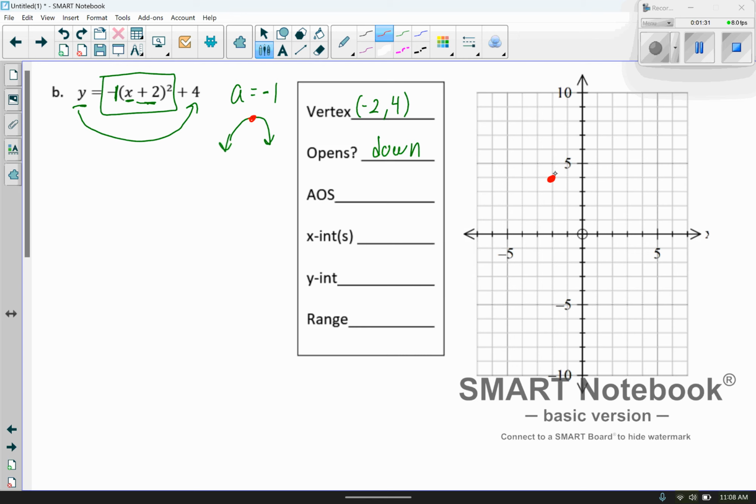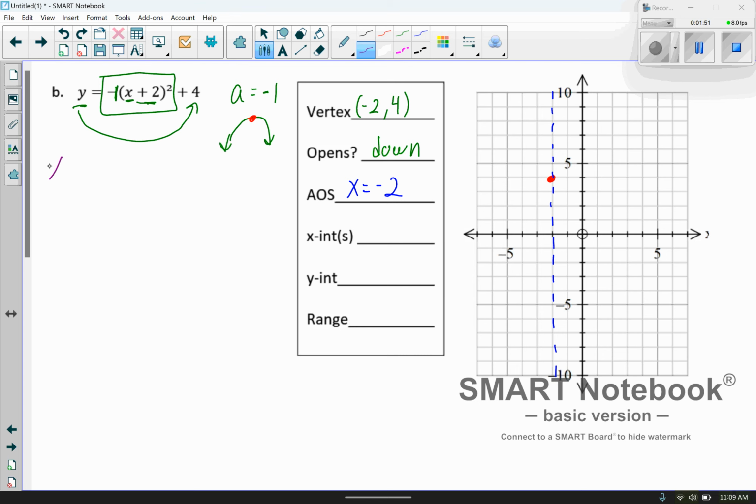So I need to go ahead and find my x-intercepts, and that would probably help me go ahead and finish off the graph. And then also my axis of symmetry is just going to be x equals the x value from the vertex right there. And now let's go ahead and find those x-intercepts.